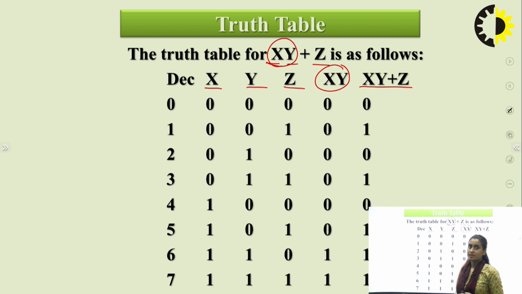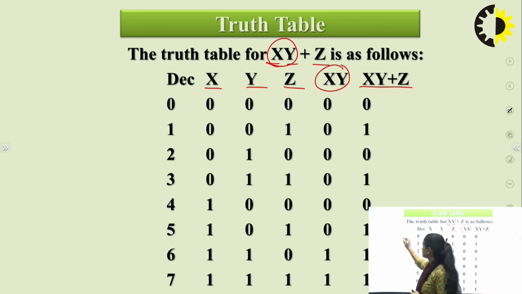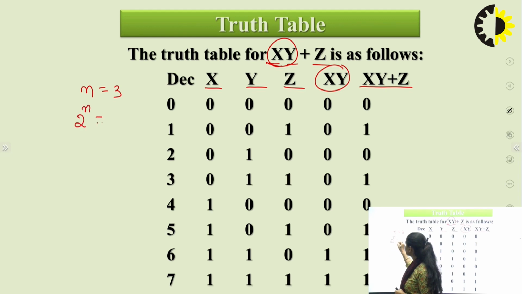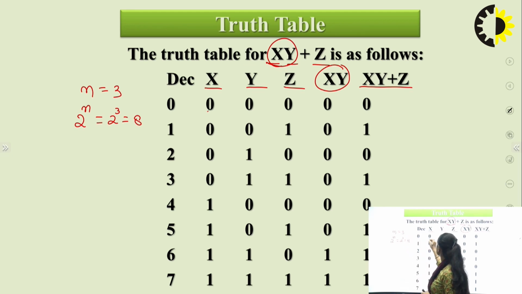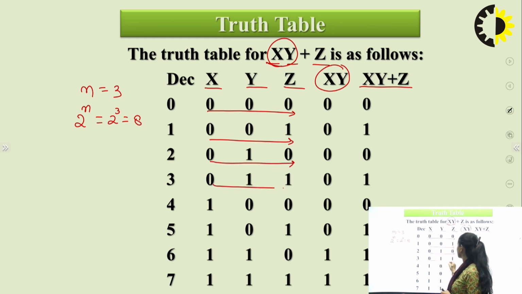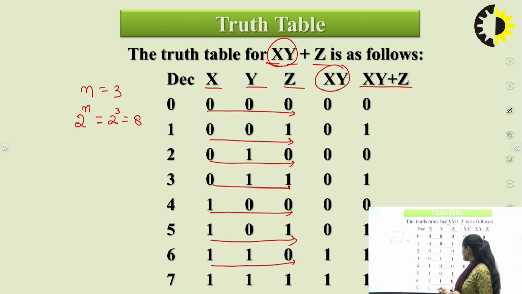Now as I have 3 variables, n equals 3. The number of possible outcomes will be 2 to the power n, which is 2 to the power 3 equals 8. So that corresponds to 000, 001, 010, 011, 100, 101, 110 and 111. These are my 8 possible input combinations that can be applied to a device that will follow this logical operation.